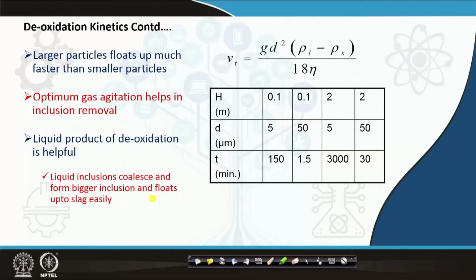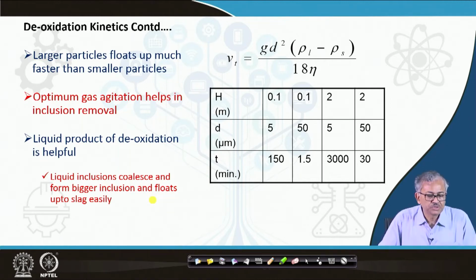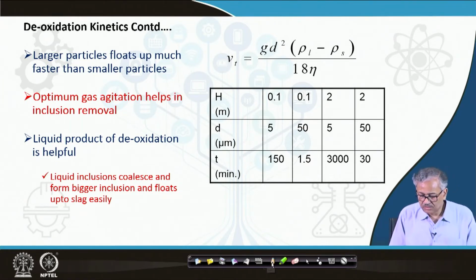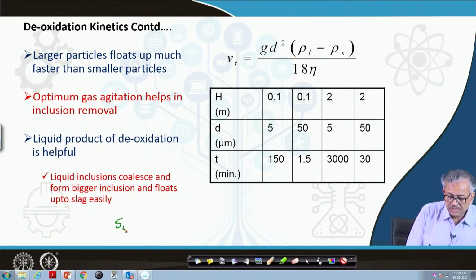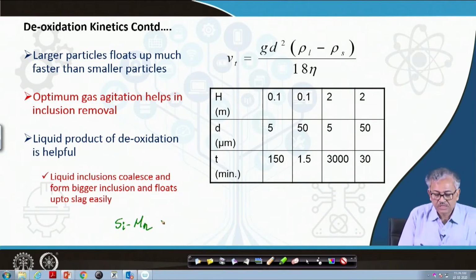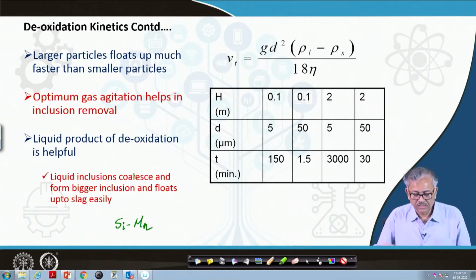In the previous lecture we discussed deoxidation thermodynamics and kinetics. In the kinetics, we talked about how larger particles are beneficial for flotation of inclusions, and optimum gas stirring is also helpful. We also talked about how a liquid product of deoxidation is helpful, and I mentioned that silicomanganese, that is SiMn, is a good reductant. SiMn can produce this type of liquid inclusion, which is helpful.